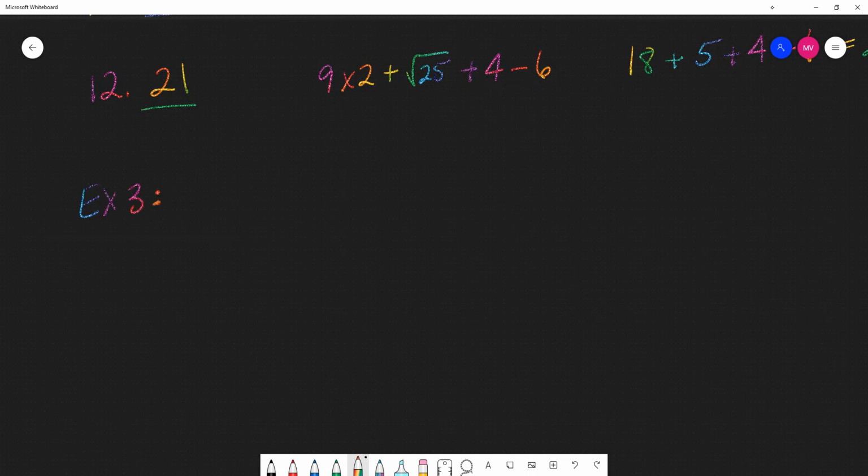We need to simplify. We've got multiple grouping symbols here. 5 plus 3, times 6, minus 4 squared divided by 2. Is that what you have?